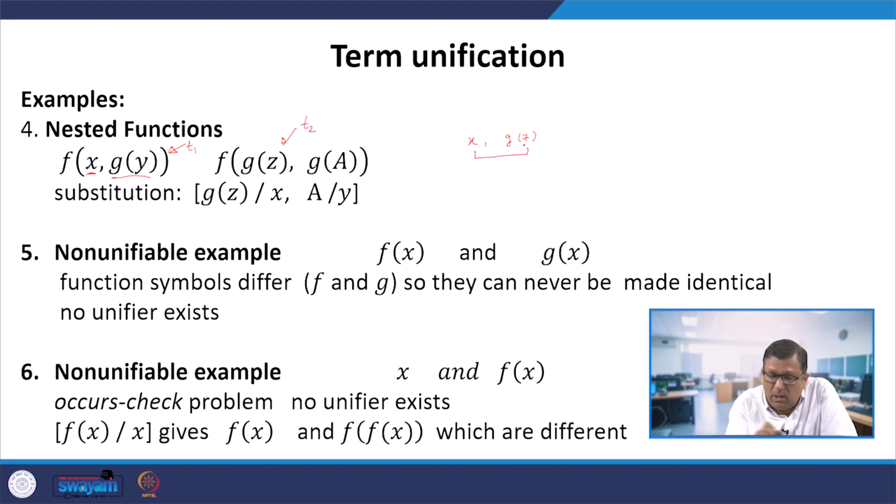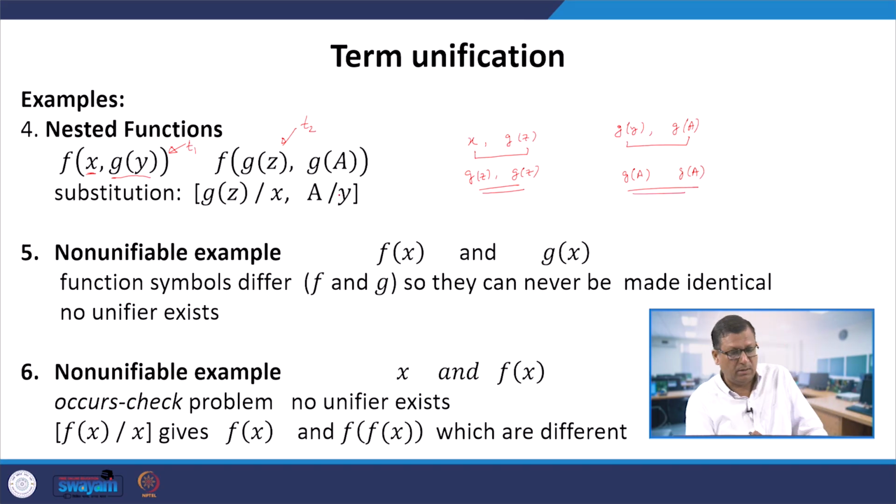This is one part we have to see whether they can be unified, gy and ga. This is the second argument. This we are going to do. So here x we are replacing by gz. So it will be gz comma gz. So they are identical. So here we are replacing y with a. That means ga, ga. So they are identical. So we are done. So this is a substitution. You replace x with gz and y with a.